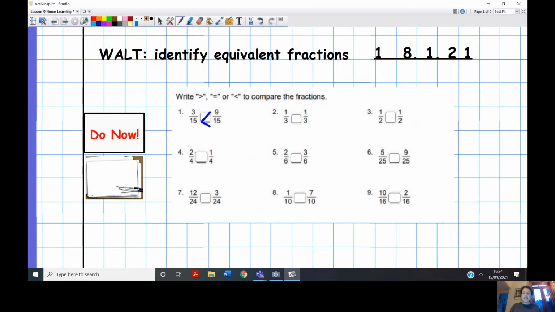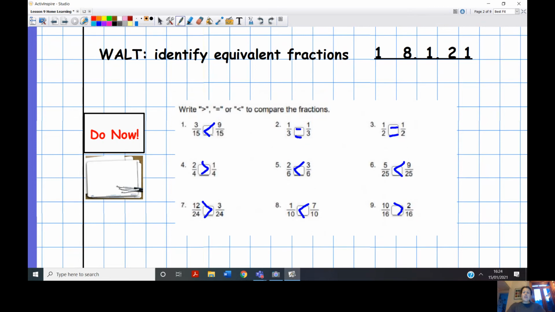Okay, brilliant. Let's have a look at these answers, see how we did. So the first one obviously is less than. The next two are equal to because they're the same fraction. A third is the same as a third and the half is the same as a half. The next one, 2/4, is greater than 1/4. Number 5, 2/6 is smaller than 3/6.